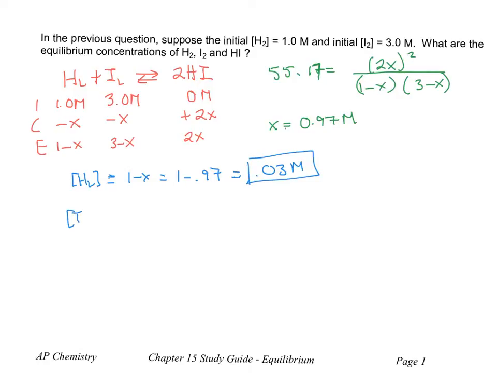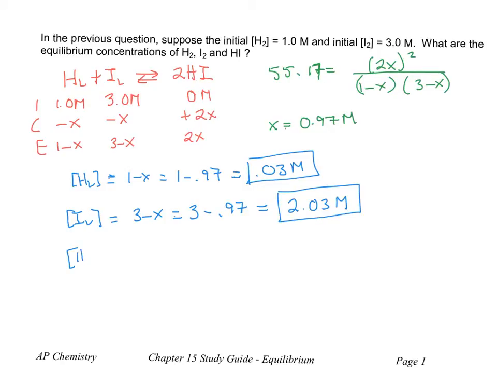For I2, that's 3 minus X, so 3 minus 0.97, so that's 2.03 molar. And then the concentration of HI at equilibrium is 2x, so 2 times 0.97, and so that's equal to 1.9 molar.